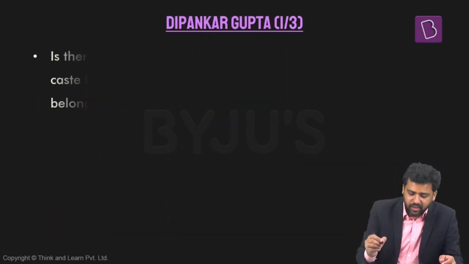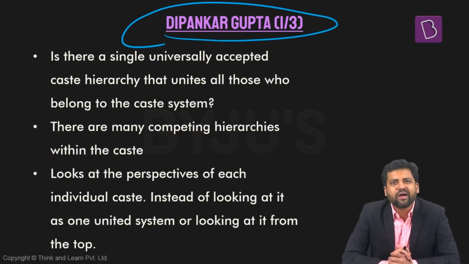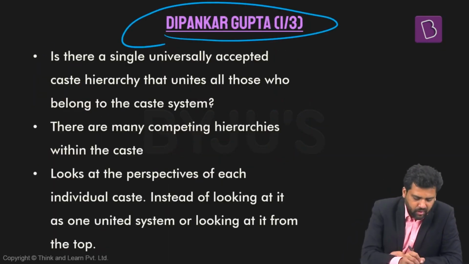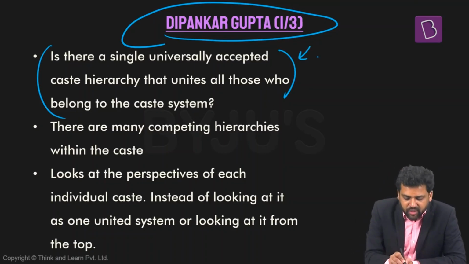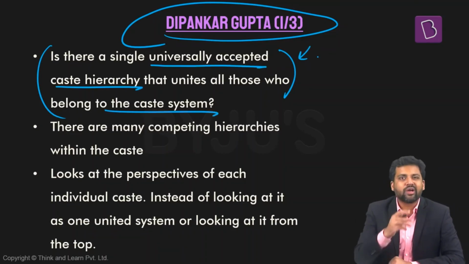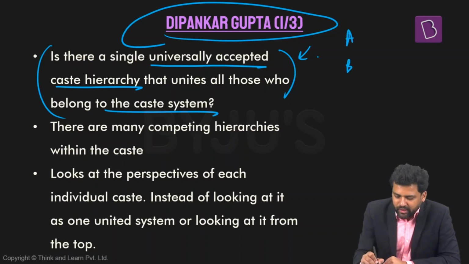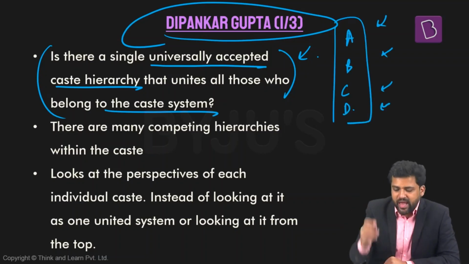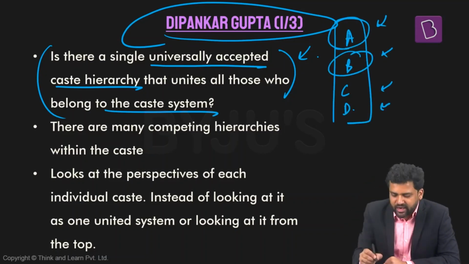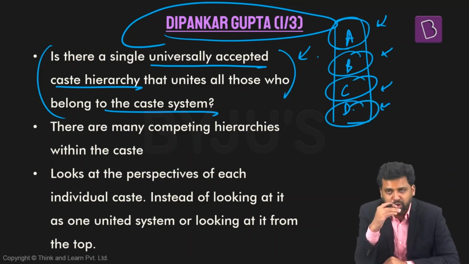Now let's move to the next perspective, the perspective by Dipankar Gupta. Now what does Dipankar Gupta say? He tries to answer one fundamental question. Is there a single universally accepted caste hierarchy that unites all those who belong to the caste system? Right? So let's say this is how the caste system looks like. Let's assume caste A is at the top, caste B comes next, caste C comes next, and caste D is at the bottom. So this is how the hierarchy looks like.